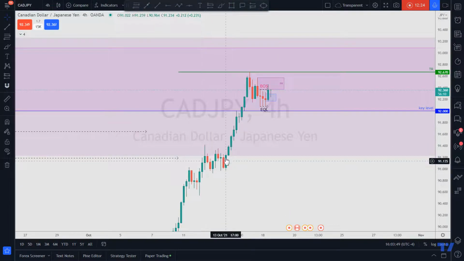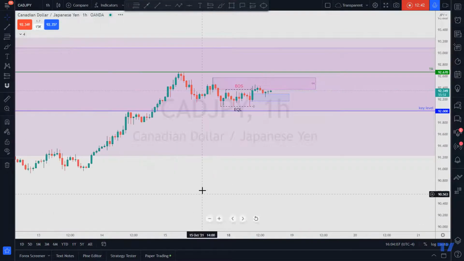Here we have price spending some time accumulating orders, and then popping forth here. All right, so we want to bear that in mind. We want to make sure we take note of where price is impulsing pretty hard from. Let's go to the 1 hour.